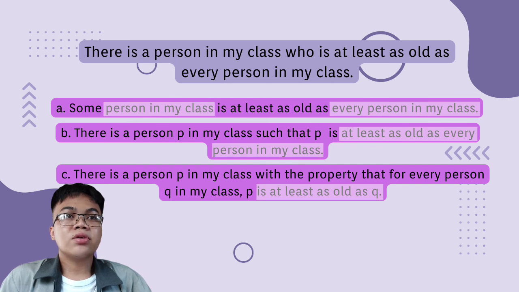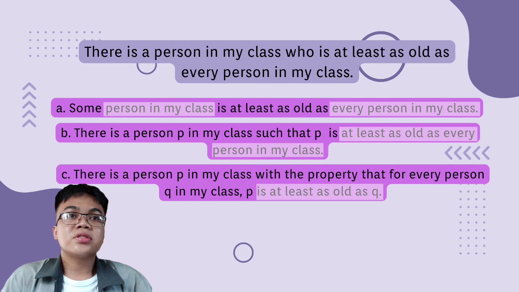There is a person in my class who is at least as old as every person in my class. A, some person in my class is at least as old as every person in my class. B, there is a person P in my class such that P is at least as old as every person in my class. Dito, nagrepresent na tayo ng variable P na kung saan ay nire-represent niya naman yung word na person.